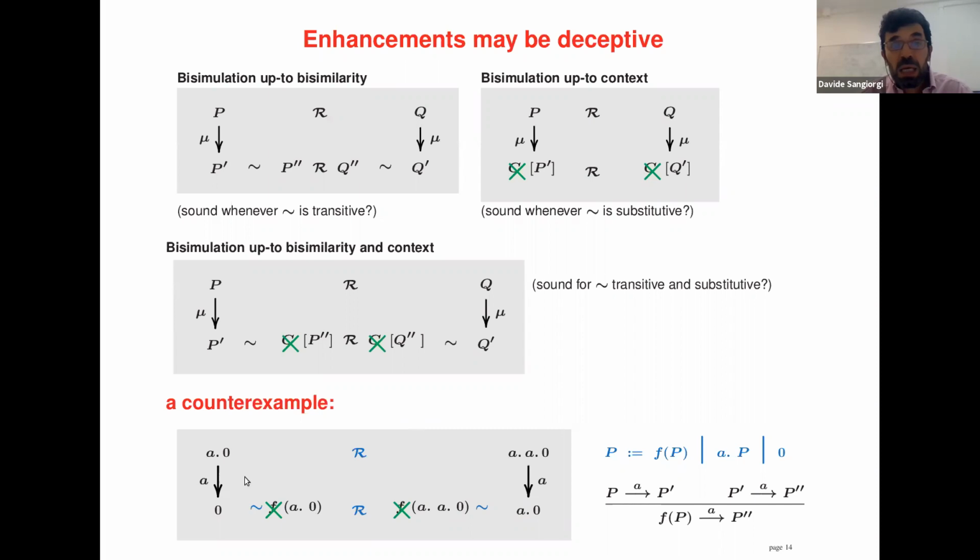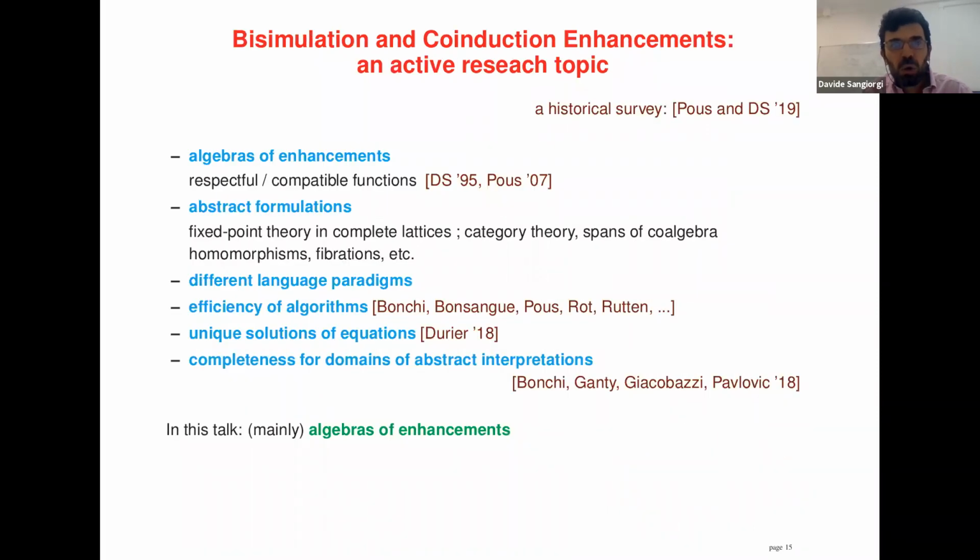Another example is in the setting of weak bisimilarity, so weak semantics, where one abstracts from tau action. Bisimulation up to bisimilarity, up to weak bisimilarity, is unsound. Yet it has been around and used for about 10 years before realizing that it was unsound. So the topic of bisimulation and coinduction enhancements, because bisimulation is an instance of coinduction, has been and still is an active research topic for the past, say, 25 years or so.